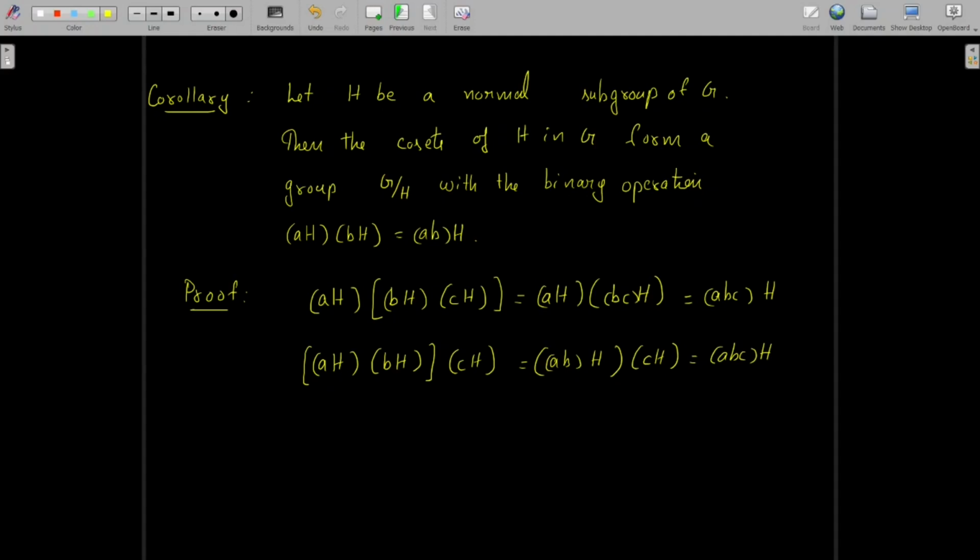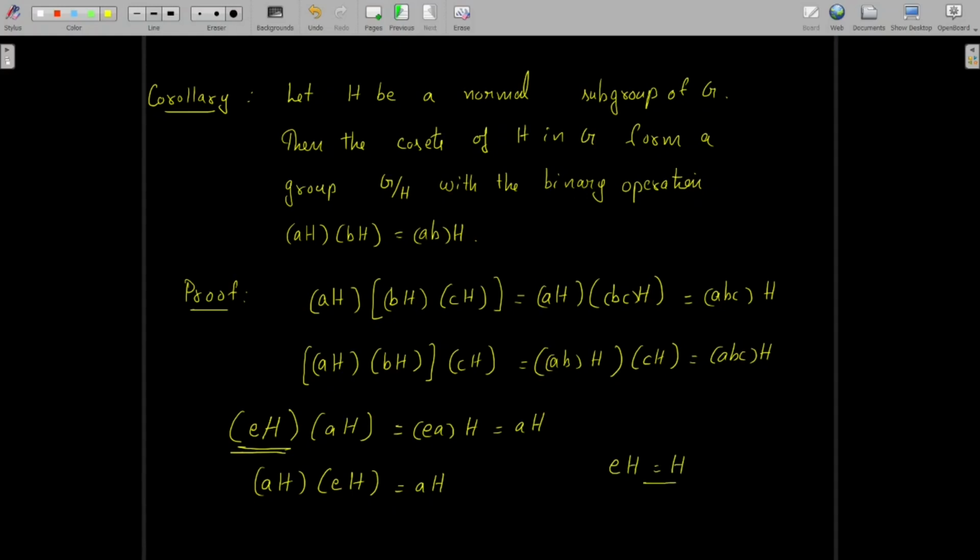Now what will be the identity element of this factor group? Clearly it is H, since H is equal to the coset EH. So if we multiply EH with any other coset AH, we will get EAH, which is equal to AH. Similarly, if you do AH into EH, then also we will get AH. Therefore here EH is the identity element of this factor group, where EH is equal to the group H itself.